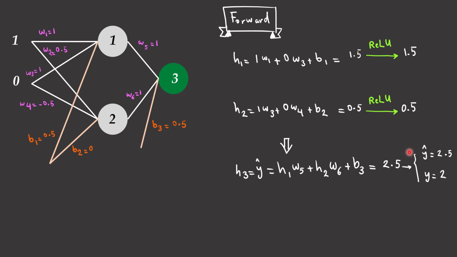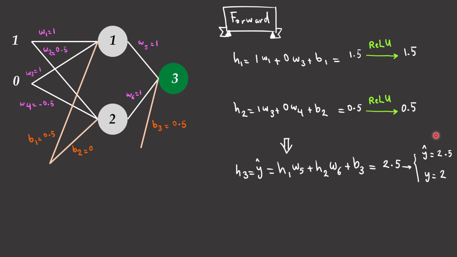So as you can see, the y hat is 2.5, but the true value is 2. So y is 2 and y hat is 2.5. y hat is the prediction value and y is the true value. This neural network should predict 2, but it has predicted 2.5.